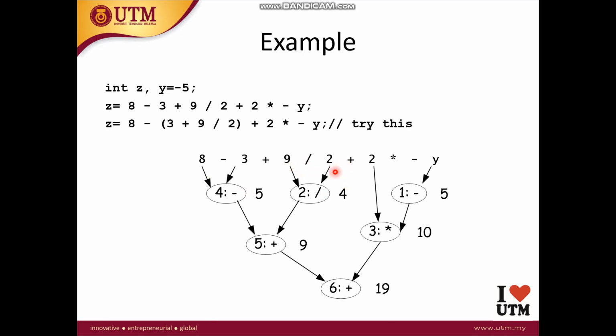And then again it goes from the left to right. We've got multiplication. 2 multiplied by 5 is going to be 10. So we've got 10 here and 4 here. Then we are having this addition and this addition. So this one is going to be executed first. Sorry, this subtraction. We've got this subtraction. 8 minus 3 is going to be 5.